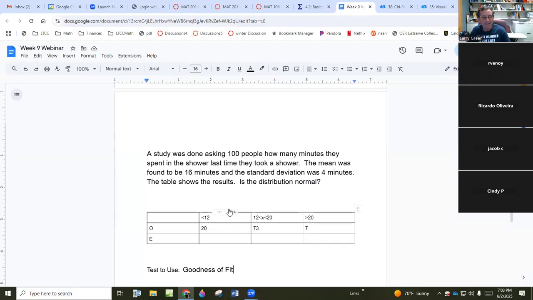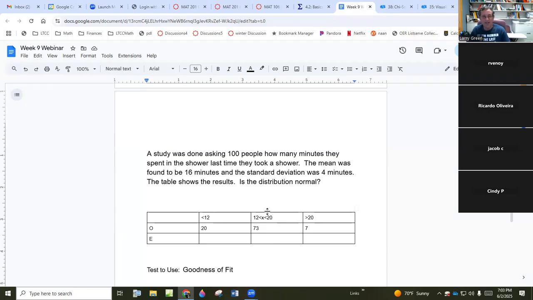Anyone see it? Okay, so the key is the mean is 16. The standard deviation is 4. So 12 is 1 standard deviation below the mean. And 20 is 1 standard deviation above the mean. Does that make sense? So this is kind of the nice way of deciding if you have a normal distribution.